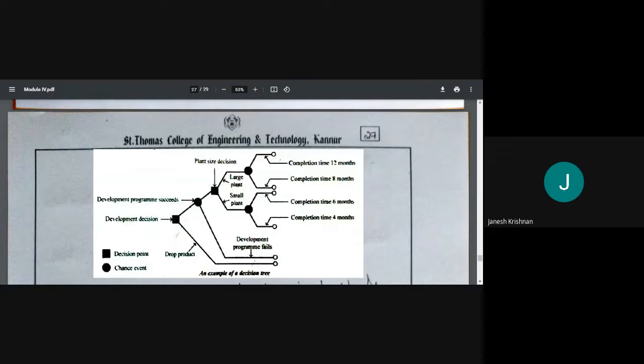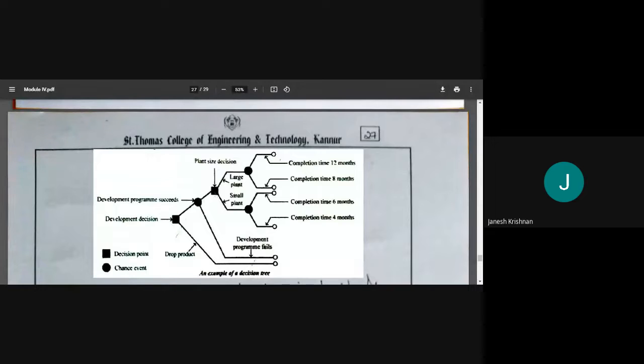Our idea succeeds, that's a chance. After that, one development program succeeds, or one development program fails. That's also a chance. So suppose our program succeeds, then what will happen? We need to set up a plan.